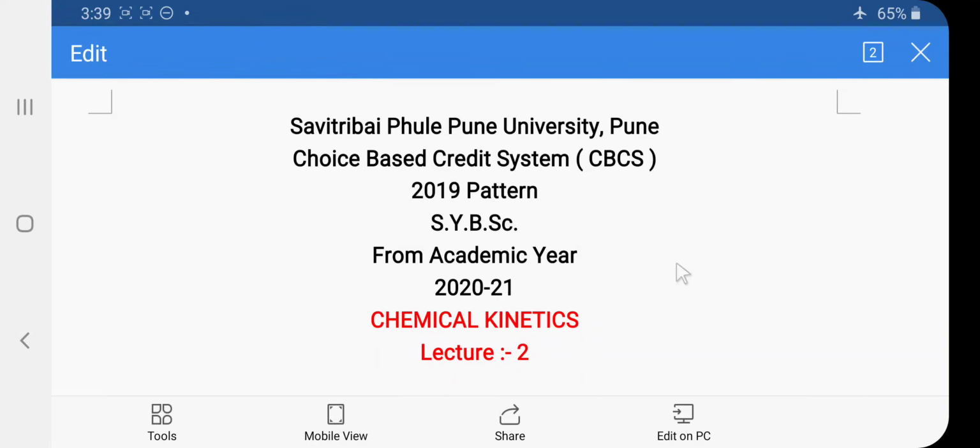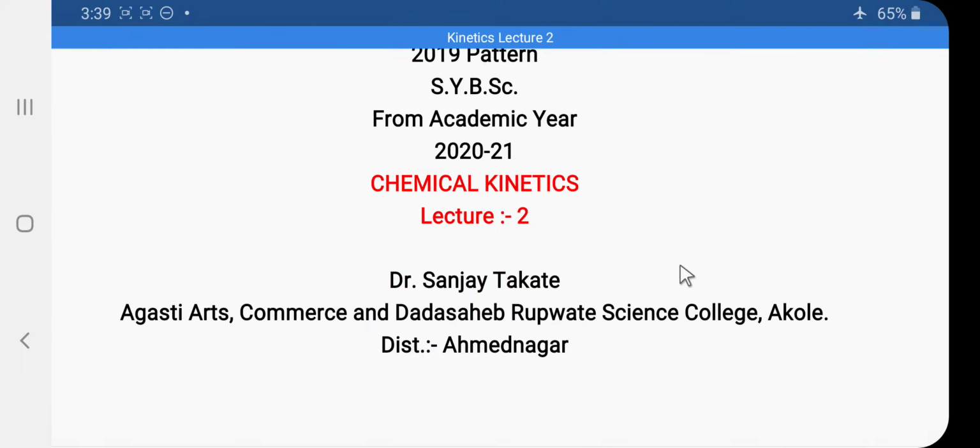In the last lecture, we discussed some basic terms which are useful in chemical kinetics, such as the definition of chemical kinetics, molecularity, order of reaction, and the difference between order and molecularity. In today's lecture, we are going to discuss rate of reaction, units for rate of reaction, factors affecting the reaction rate, then what is meant by rate law and how to apply rate law for various chemical reactions.